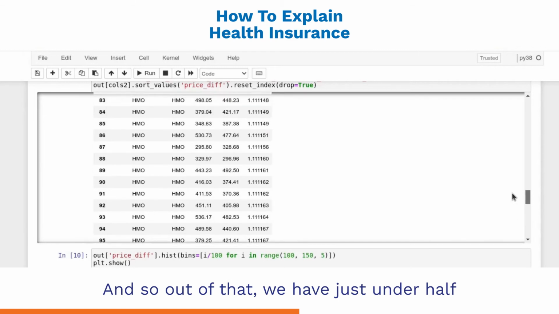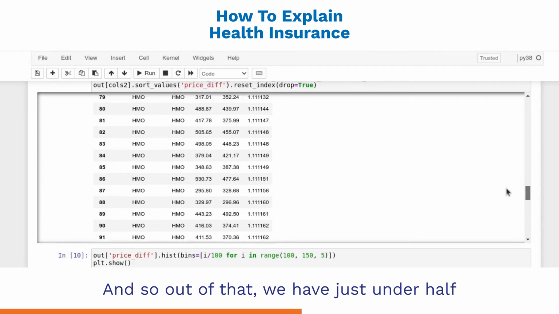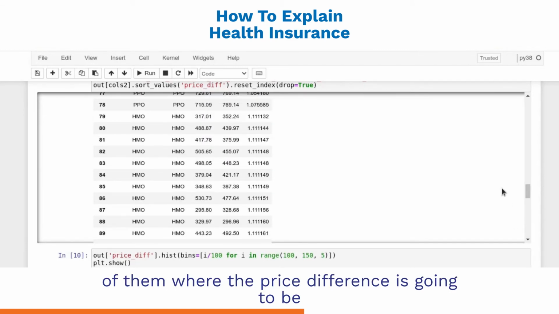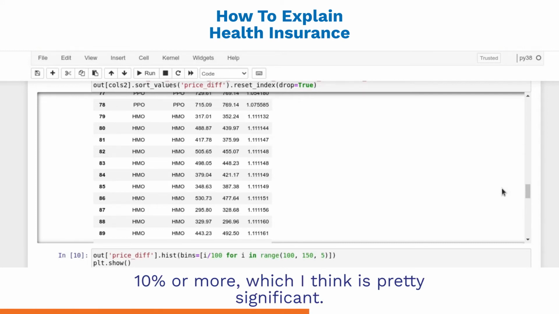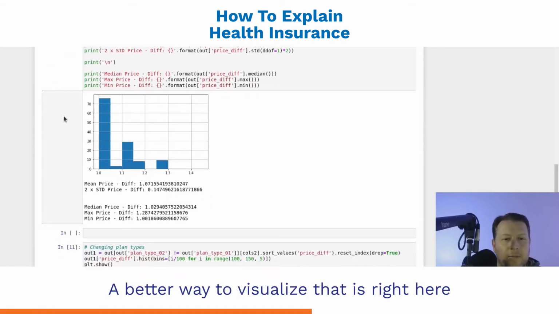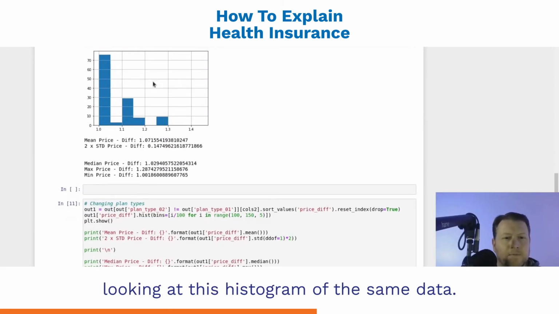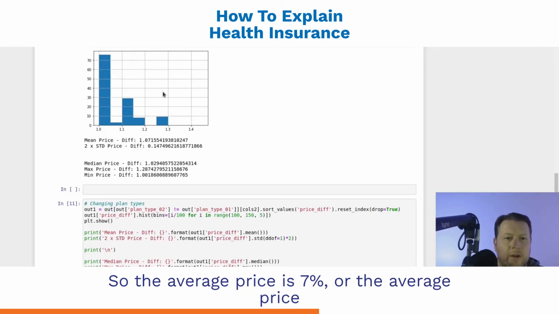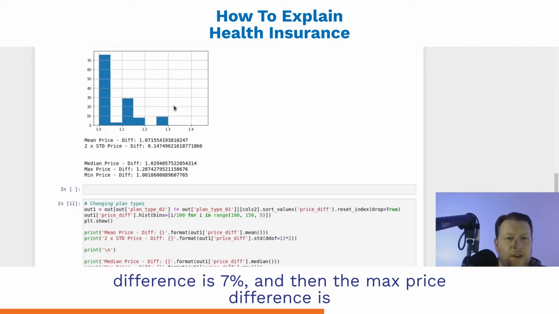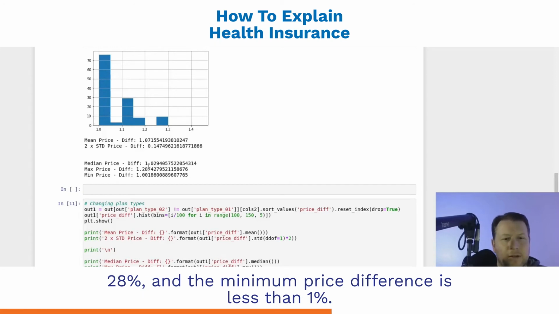Out of that, we have just under half of them where the price difference is going to be 10% or more, which I think is pretty significant. A better way to visualize that is right here, looking at this histogram of the same data. The average price difference is 7%, the max price difference is 28%, and the minimum price difference is less than 1%.